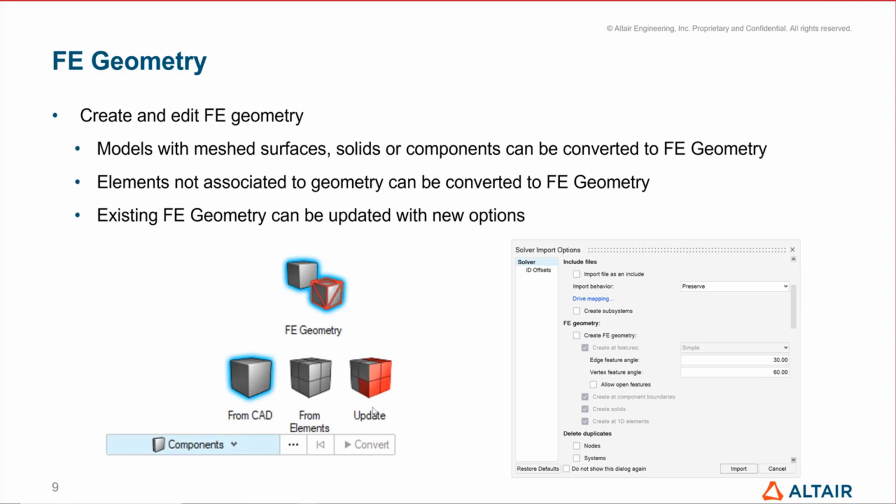The second entry point is when you do a solver import. You have a new option you would see on the solver import option, which says FE geometry. Once you select create FE geometry, all of your mesh from your solver deck gets converted into FE geometry on import.